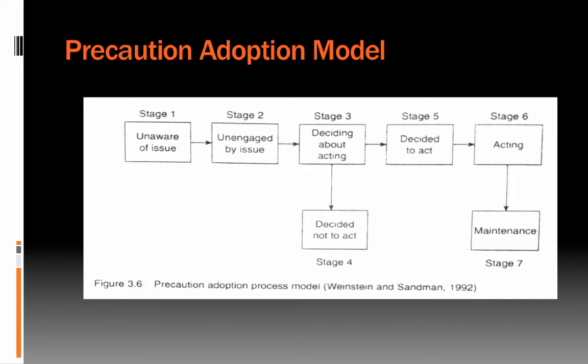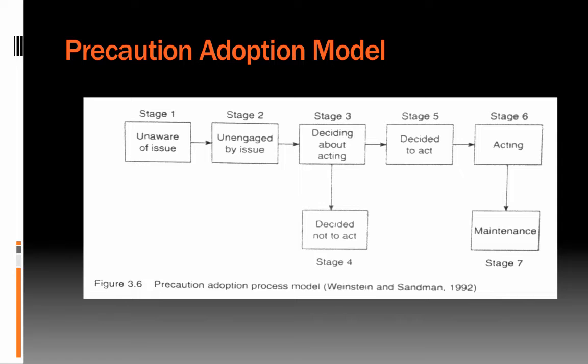At stage two, they may be aware of it, but they're unengaged. Perhaps they don't see it as relevant to them personally, maybe because of their own age, maybe because of their gender or family history, but they just don't see it as really relevant to them. If individuals do realize it's relevant to them and become a bit more engaged, they then move into stage three, which is deciding about acting. This process may look very much like the model we just saw before, where things like outcome expectancies and risk perceptions could factor into that decision, and people then move into either deciding not to act or deciding to act. If they move into that decision to act, they then can move into the sixth stage, which is actually acting.